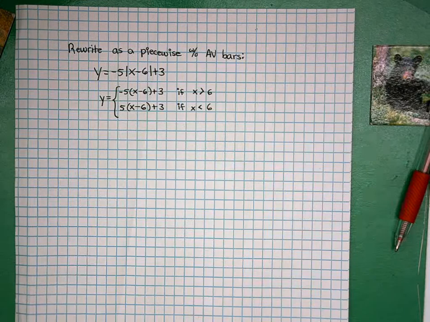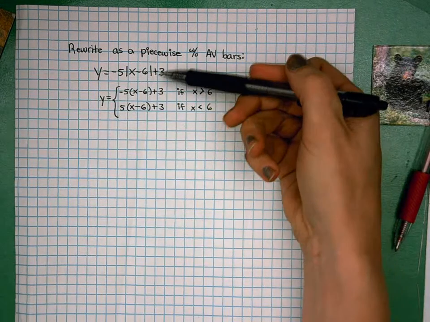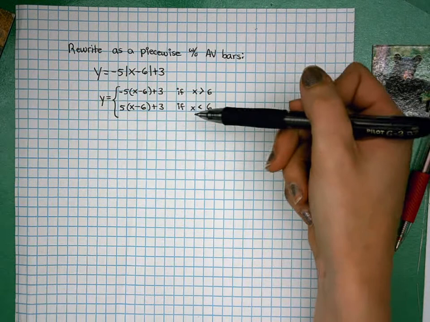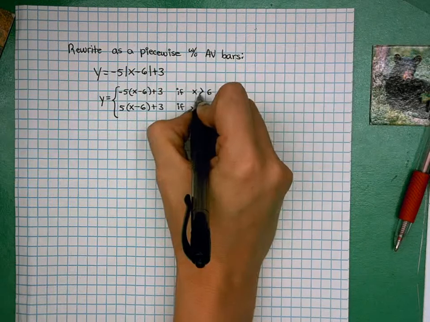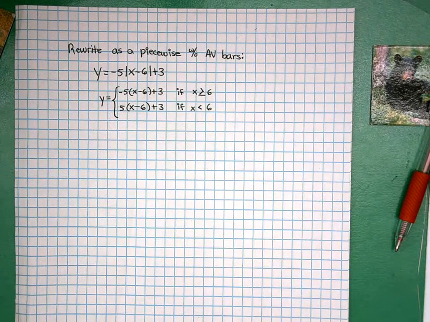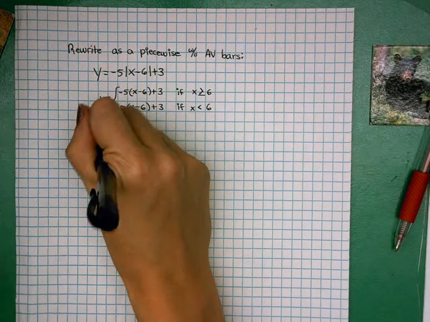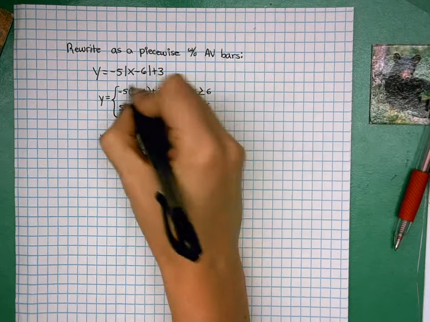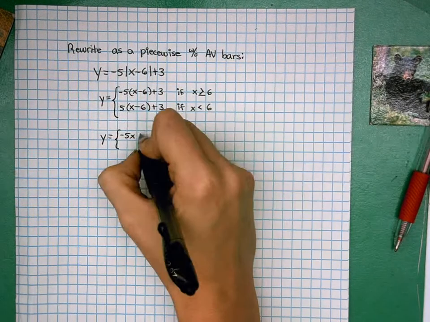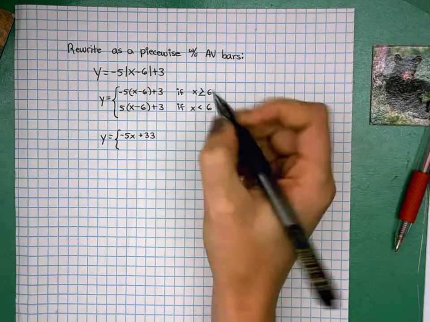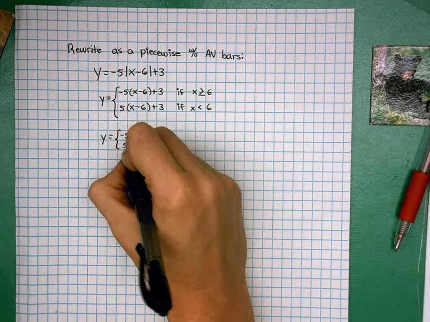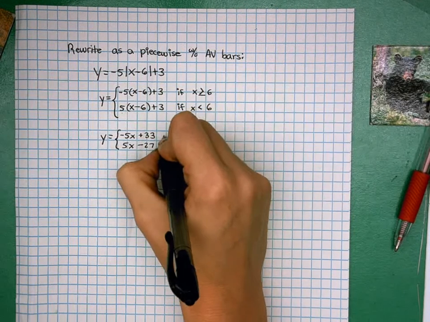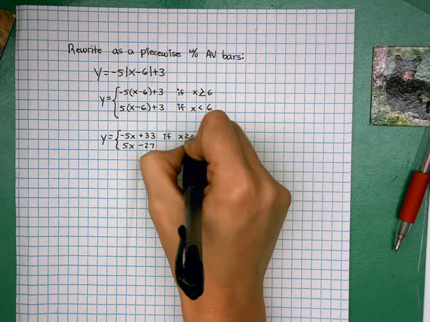If they didn't match, if I couldn't get my original to match what I had rewritten, I'd need to flip those signs so that I could get true, matching statements. And then one of these needs to be equal. I usually make the top one equal. Okay, cleaning this up, we have y equals, distributing the negative 5, negative 5x. Negative 5 times negative 6 is 30, plus 3 is 33. Down here, distributing the 5, we have 5x. 5 times negative 6 is negative 30, plus 3 is negative 27. And we've got our rewritten function.